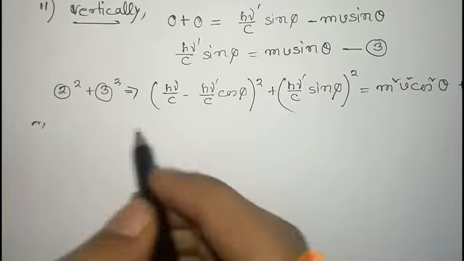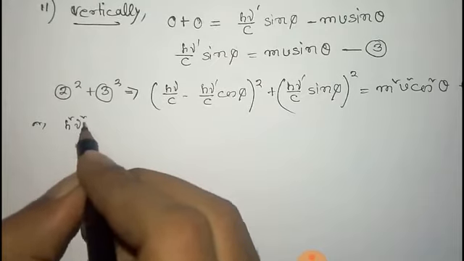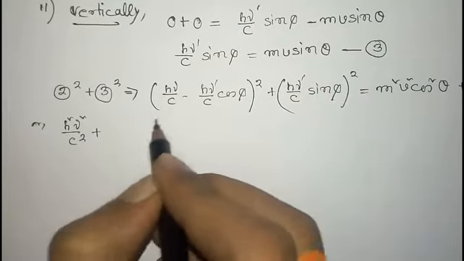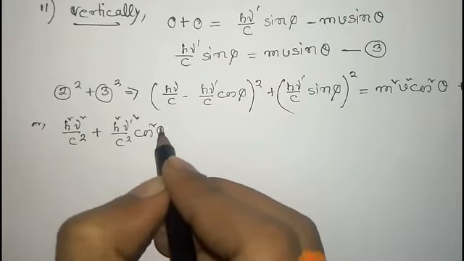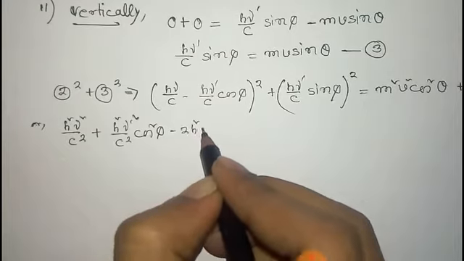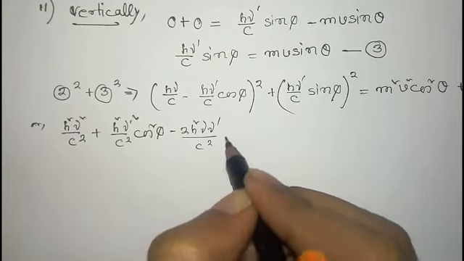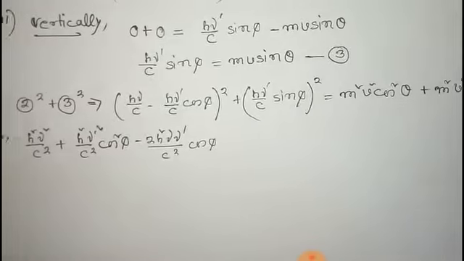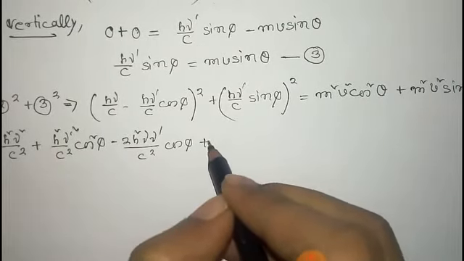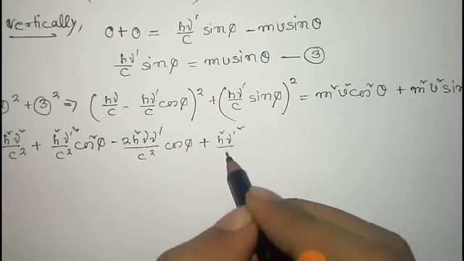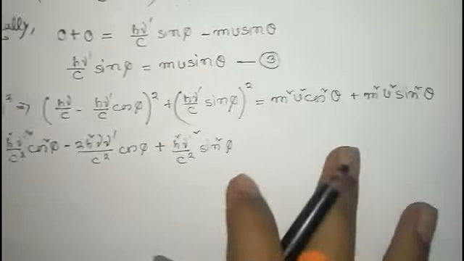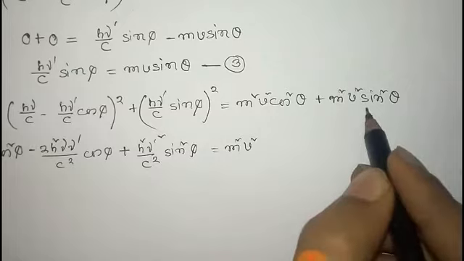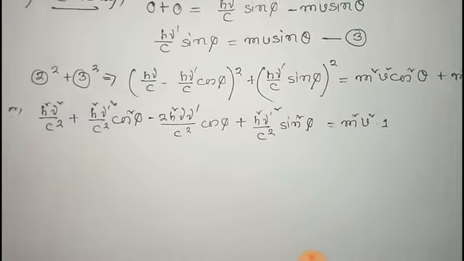Now expanding this, we get h square nu square by c square plus h square nu prime square by c square cos square phi minus 2 h square nu nu prime by c square cos phi plus h square nu prime square by c square sin square phi, and that is equal to, if we take m square v square common, cos square theta plus sin square theta, and their value is 1, so it will be 1.